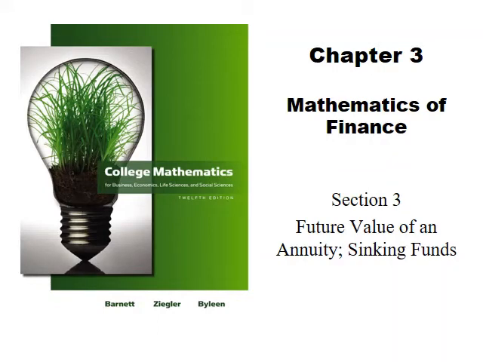Okay, so this is Section 3 of Mathematics of Finance: future value of annuity, present value, and sinking funds. The difference between simple interest, compound interest, and future value of annuity is this: in simple interest we deposit our principal amount once and we withdraw our interest.